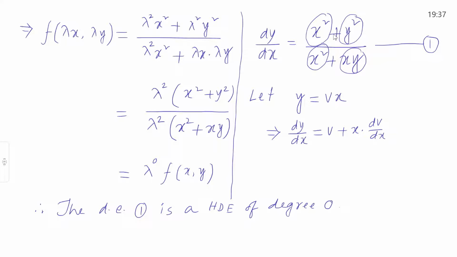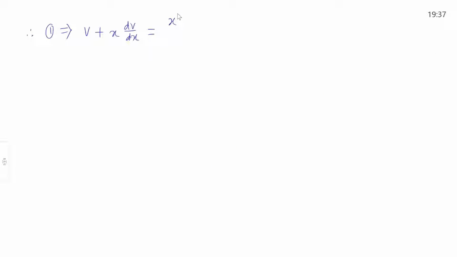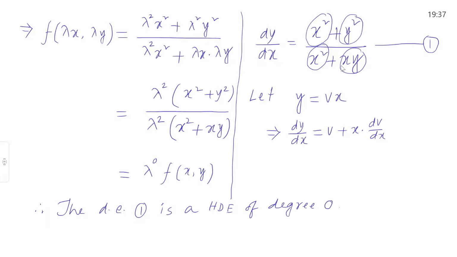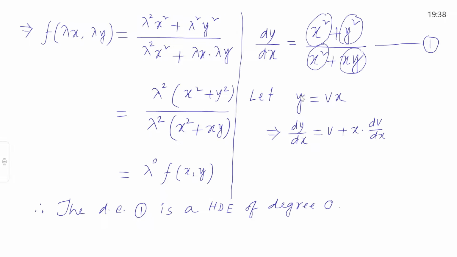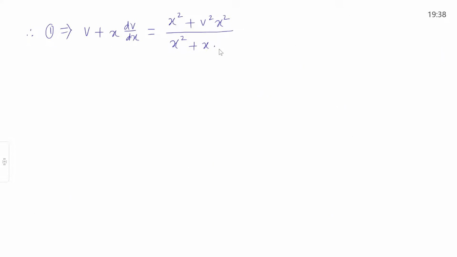Therefore from equation 1, the left hand side is v plus x dv/dx. This is our left hand side, equal to the right hand side (x square plus y square) divided by (x square plus xy). So x square remains the same, plus y square; y is replaced by vx, so y square becomes v square x square. In the denominator, x square remains the same plus x times y, and y is vx.